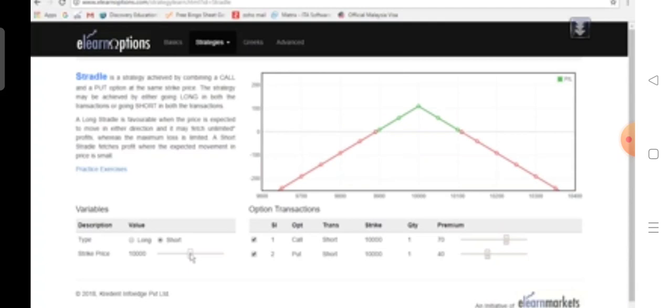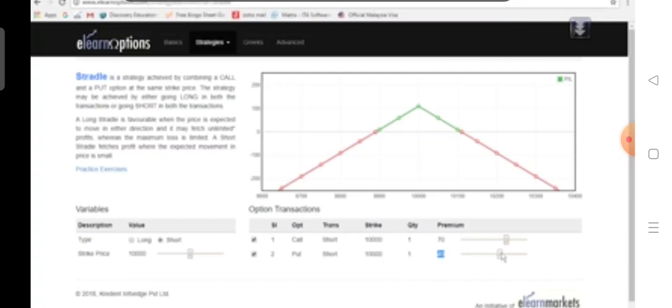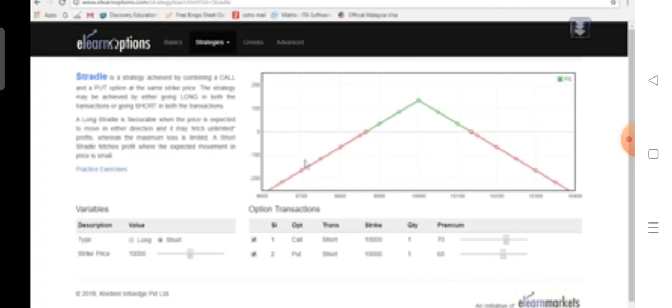Say at 10,000 we implement the strategy. We are selling a call option at 10,000 at a premium of 70, and simultaneously selling a put option at 10,000 at a premium of 40. We can change the premium here, and accordingly the payoff diagram can be seen. We can see the profit and loss and the break-even points. The maximum profit from this strategy is earned when the strike price and the spot price on expiry are at the same level, that is at 10,000.